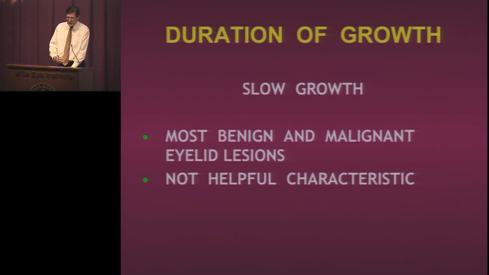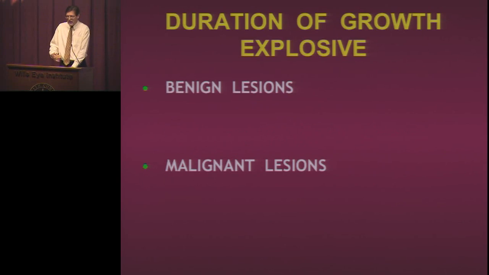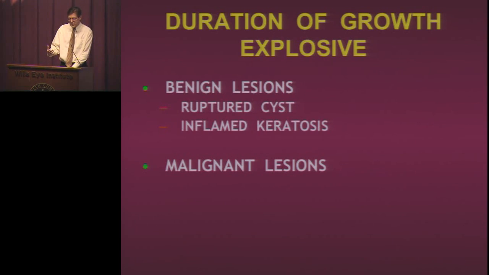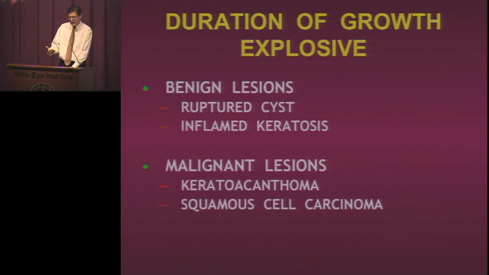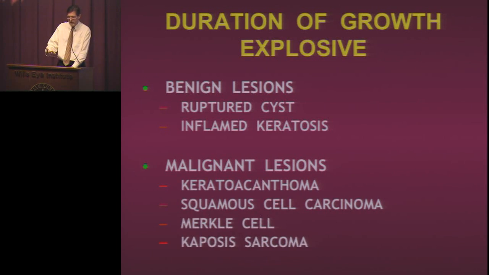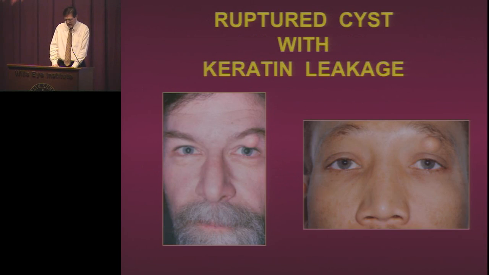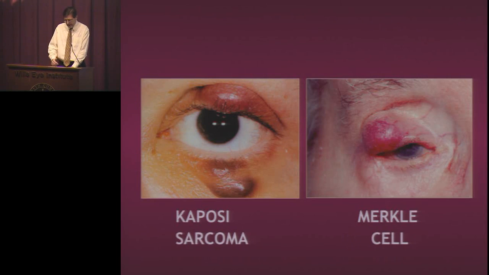Duration of growth. Usually slow growing could be benign or malignant. It's not a helpful thing. So if something's slow growing, it doesn't really help you. Explosive growth can be due to a few things. Benign lesions like a ruptured cyst or inflamed keratosis can grow rather rapidly, as can certain types of malignant lesions such as keratoacanthoma, Merkel cell, and Kaposi. So fast growing doesn't always mean benign or malignant. Ruptured inclusion cyst and ruptured pilar cyst can grow rapidly. Kaposi's and Merkel cell can grow rapidly.